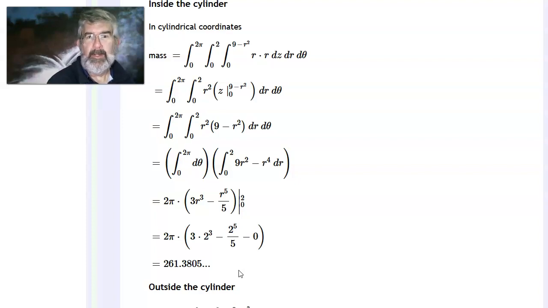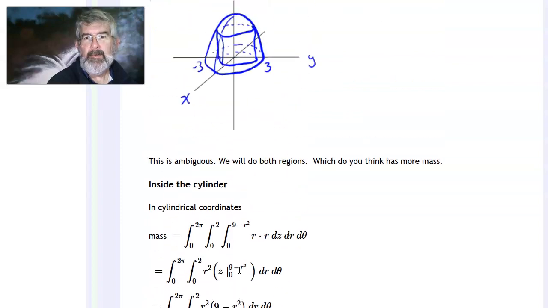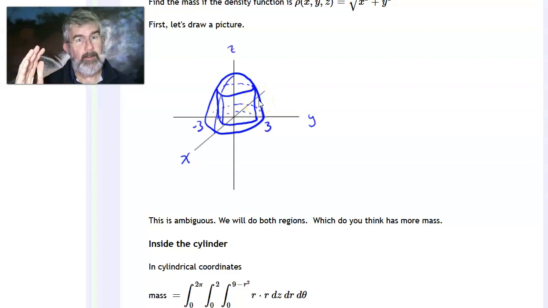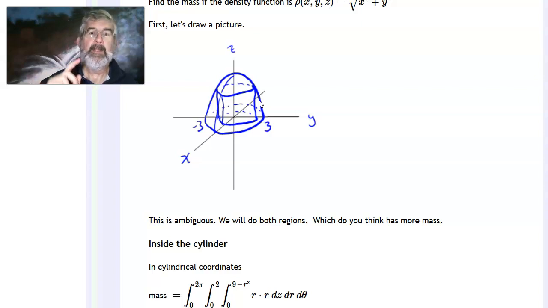Now, let's do the outside of the cylinder. The difference between the inside and the outside is the z value is still bounded above by the paraboloid, 9 minus r squared, and below by the xy plane, z equals 0. It still goes all the way around. Theta goes from 0 to 2 pi, but r is not going from 0 to 2, right? It's not going from here to there. It's going from 2 to 3.